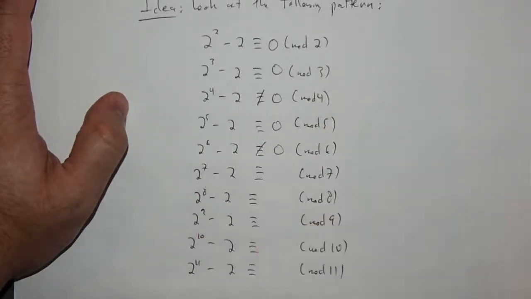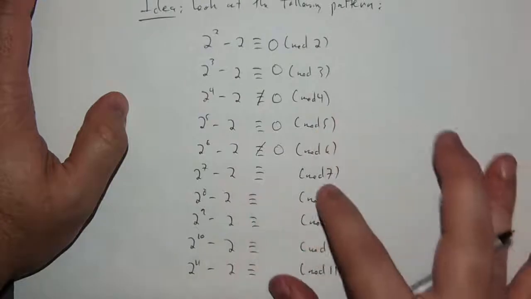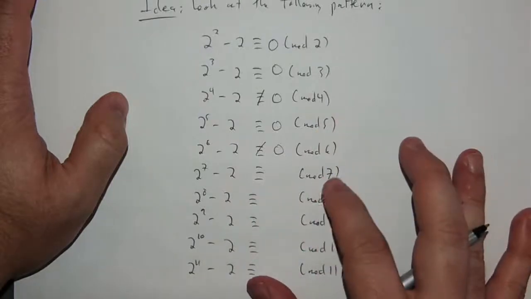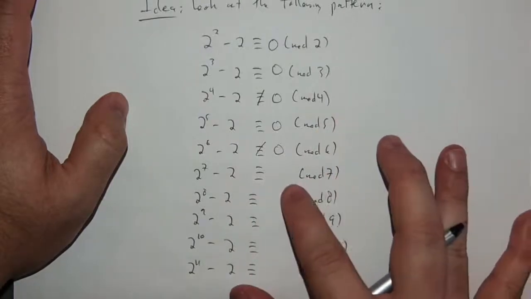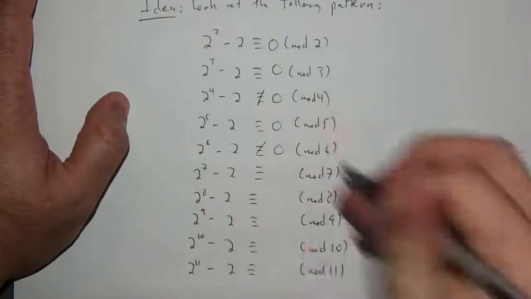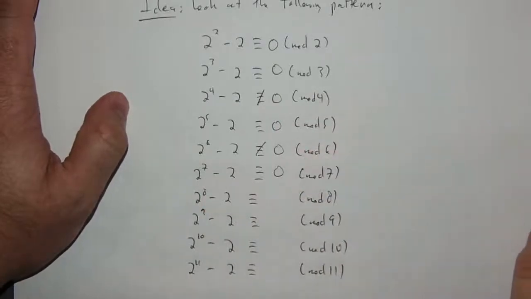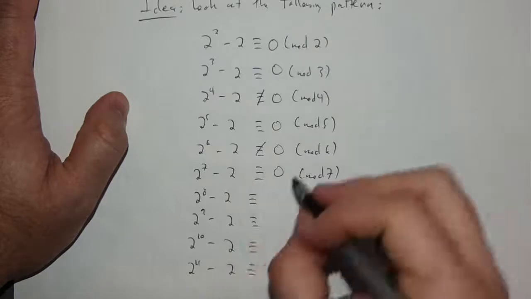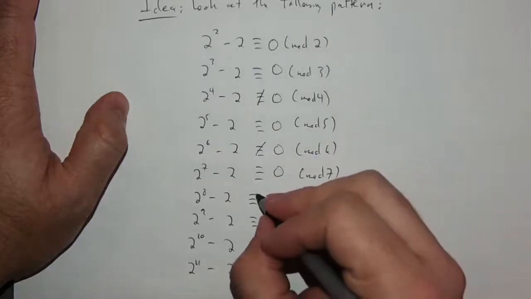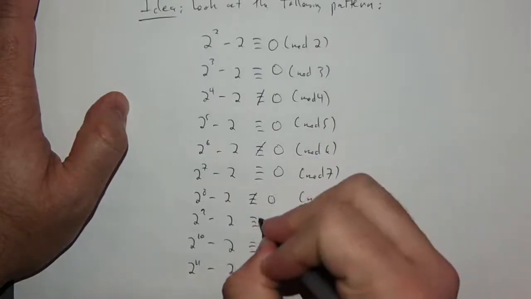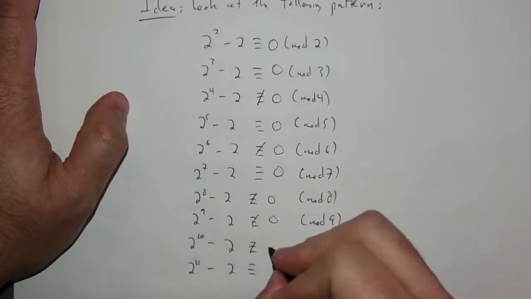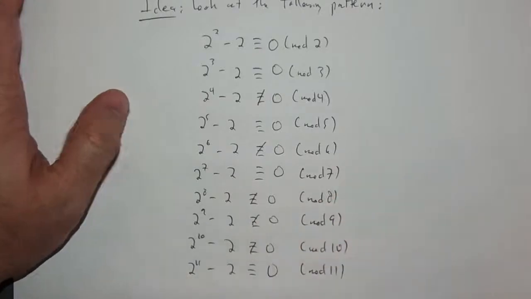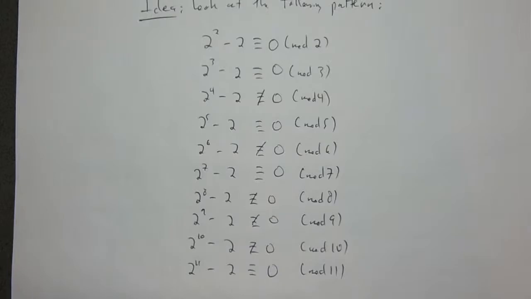2 to the 7th minus 2, that's 128 minus 2, so it's 126 mod 7. Is that divisible by 7? Yeah, it is. That's divisible by 7. So this is congruent to 0 mod 7. And going through the rest of these, they are not congruent to 0 except for the ones we found. Okay.